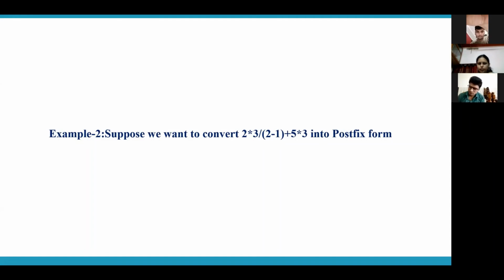So 2 and 3 are operands. Into, minus, division, all these are operators. Then you have left parenthesis and right parenthesis also. So these are the tokens that you will encounter in an arithmetic expression.